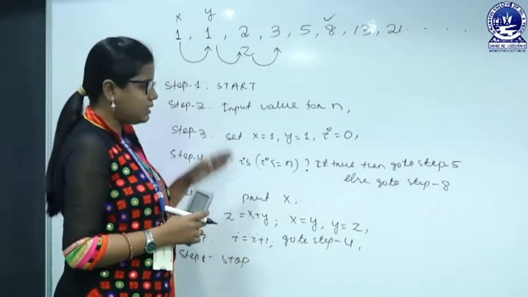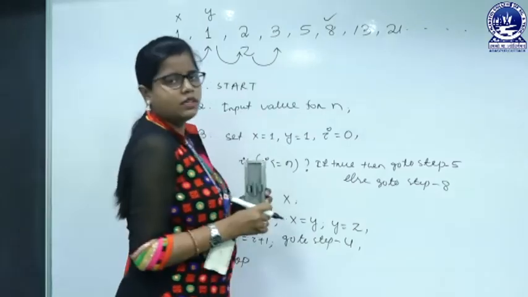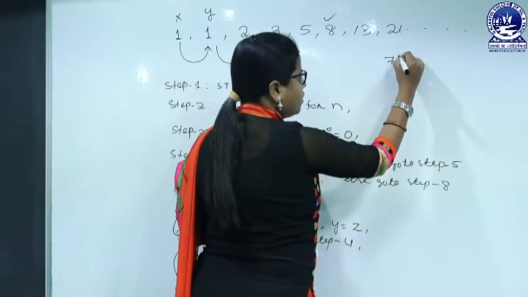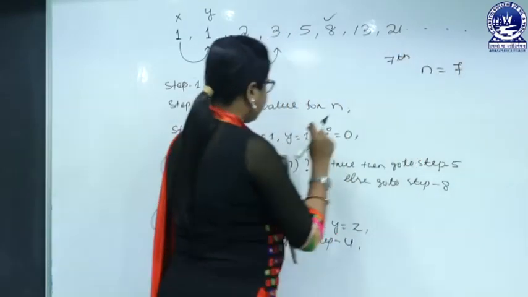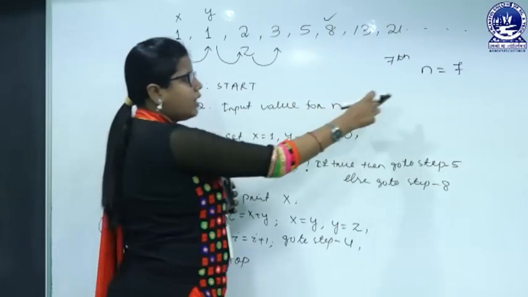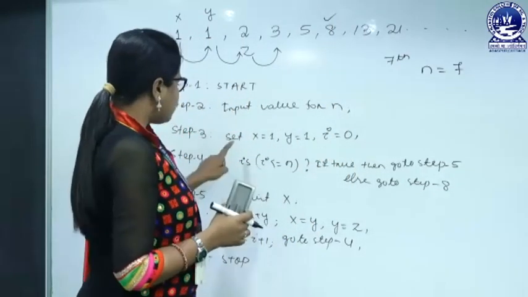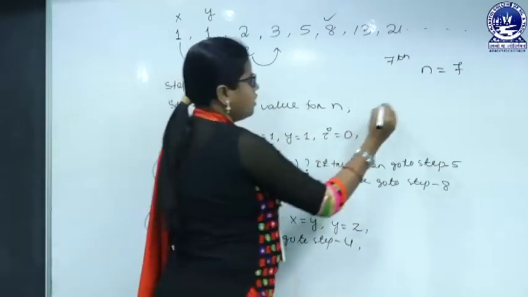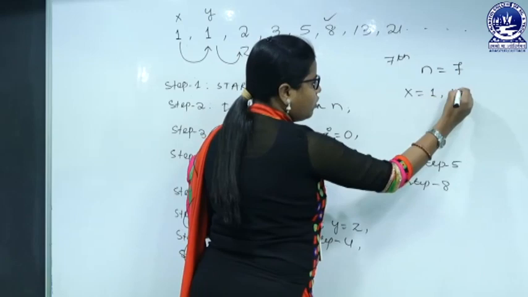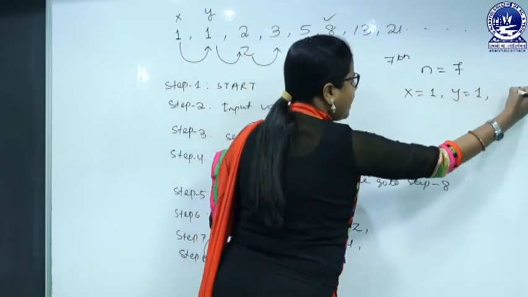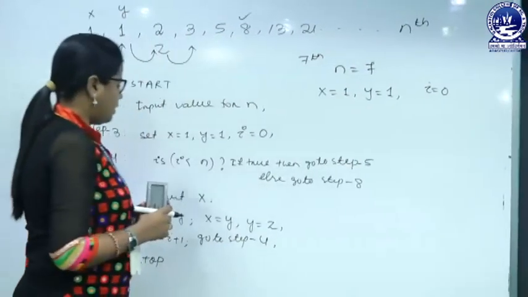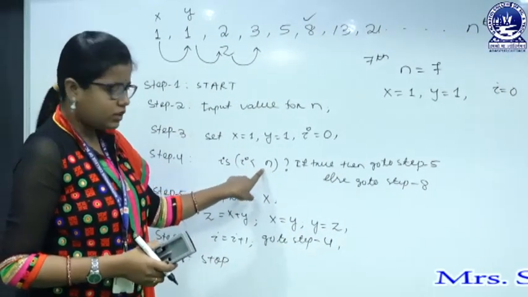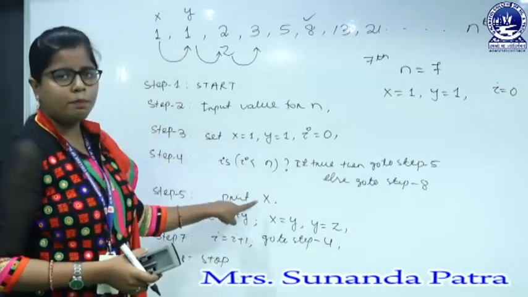So let's see whether this algorithm is working or not. Suppose we need to print the Fibonacci series up to the 7th term. So here the n value is 7. Input the value for n, and now the n value is 7. So set x equals 1, y equals 1, I equals 0. So x is now 1, y is 1, and the I value is 0. Is 0 less than 7? True or false? True. Then we will go to step 5, print x.